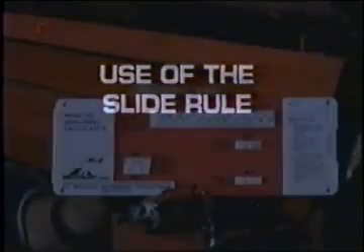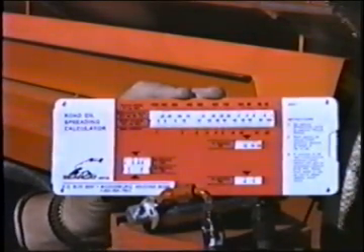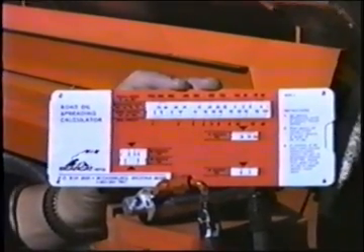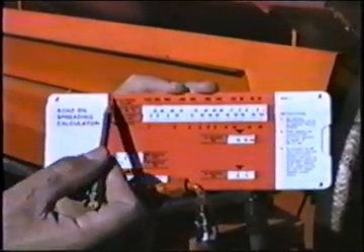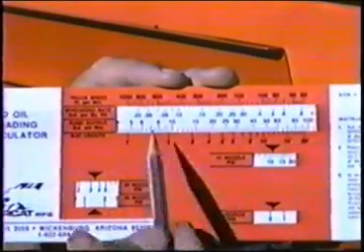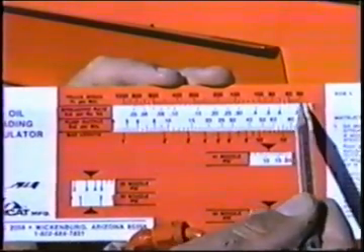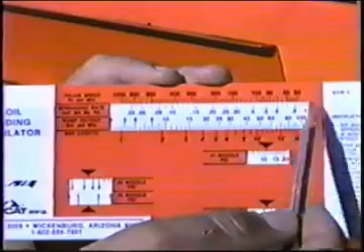Let's take a look at the slide rule. Just looking down over the scales. On side 1, starting with the top scale, we've got truck speed in feet per minute. That scale goes from 1,000 feet per minute over to 50 feet a minute. It's a descending scale, and remember that.